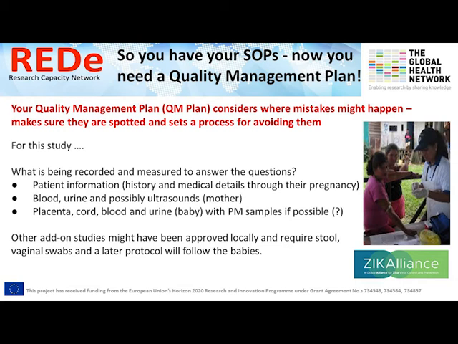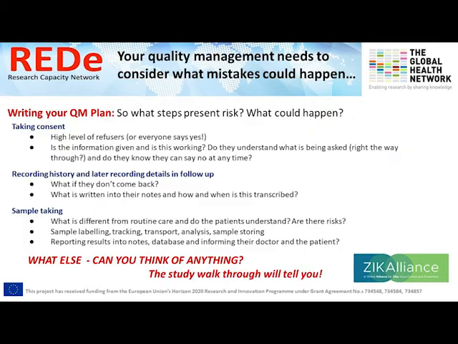So now you've got your SOPs because you've done your study walkthrough and you know how the whole protocol is turned into operational procedures. So around your SOPs, you can now begin to write your quality management plan. Now, this could also be called a monitoring plan, but I'm using quality management here because I like that term, because that's really what we're trying to do. And the whole idea of this plan is consider where things might go wrong and think about what you can do to stop them happening.